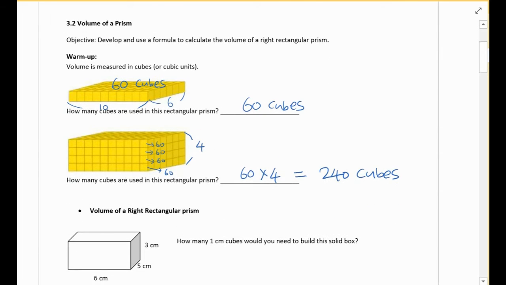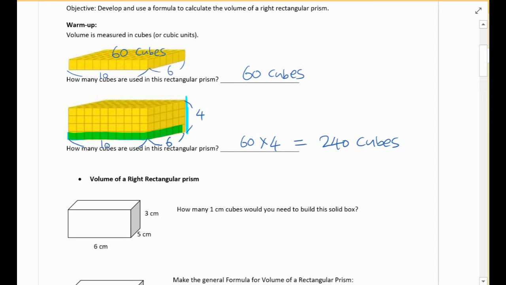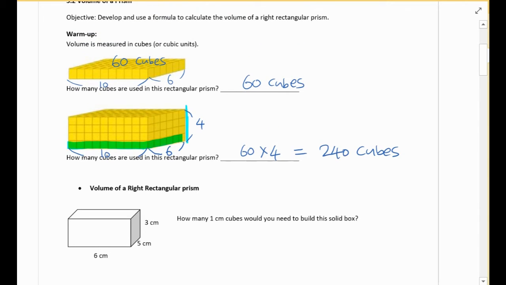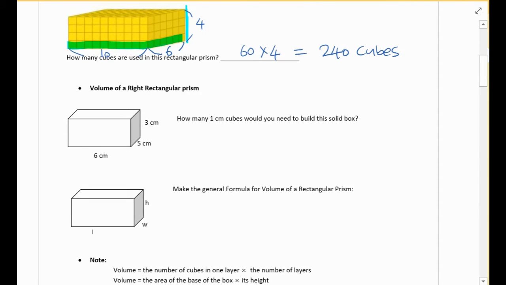So to find out how many cubes are used in this rectangular prism, we can simply multiply 10 times 6 times 4. So what you do is find the number of cubes in the first layer and find the number of layers, right? Finding volume is the same. We're just going to find the number of cubes used in the rectangular prism.